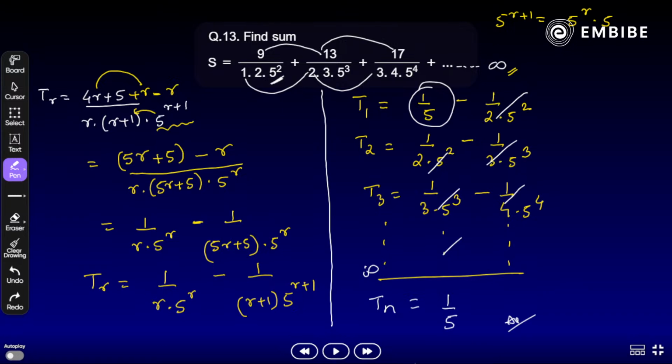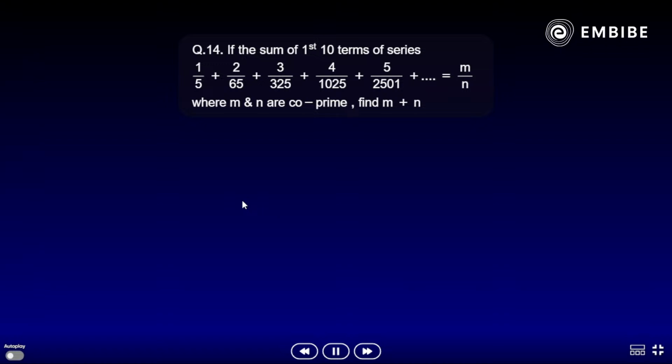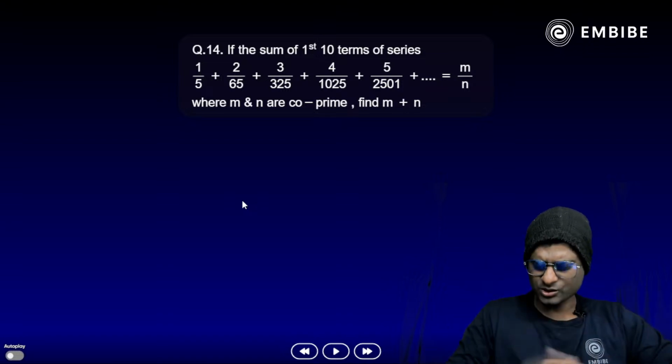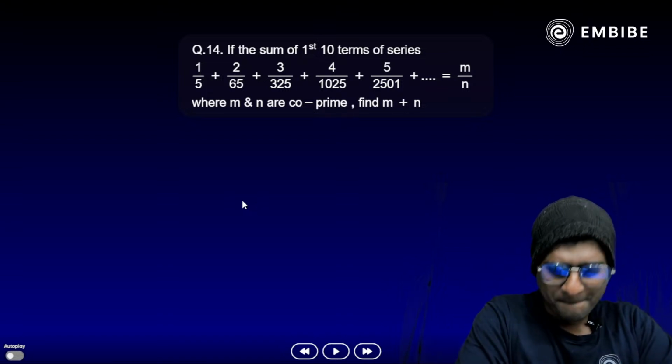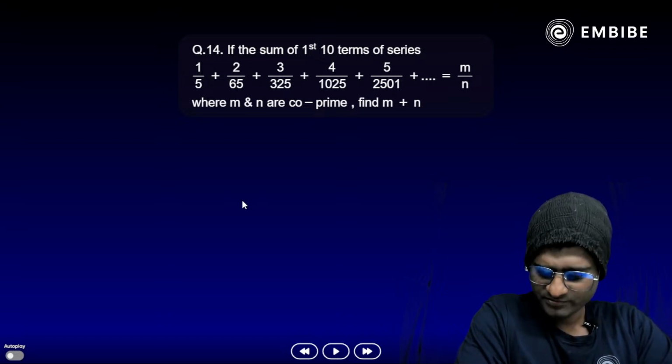Okay, take a look here, the next part, the next question we have here. Question number 14. If the sum of the first 10 terms of a series is equal to m by n, where m and n are co-prime, find m plus n. Again we need to find m by n here. Yes, what do you think here, students? How do we solve here? Very easy question it is. Easy and simple. Is it?